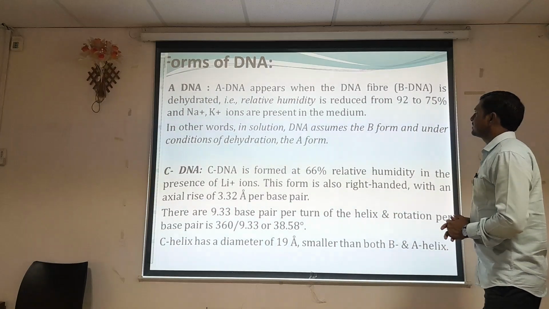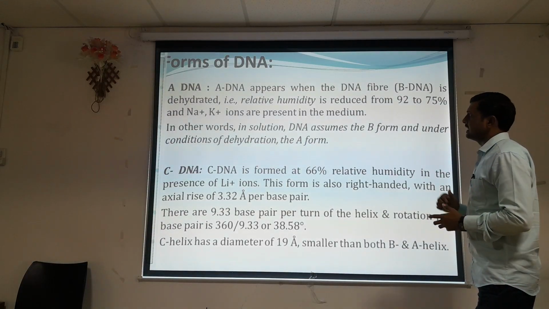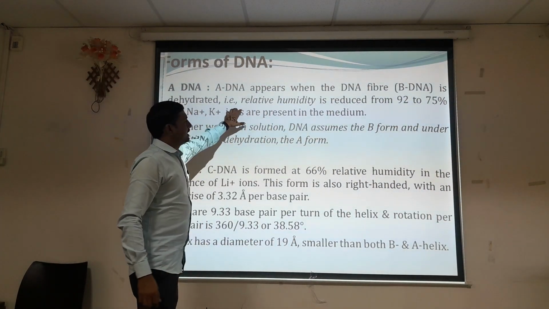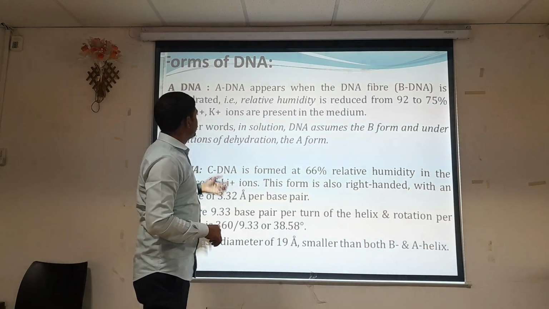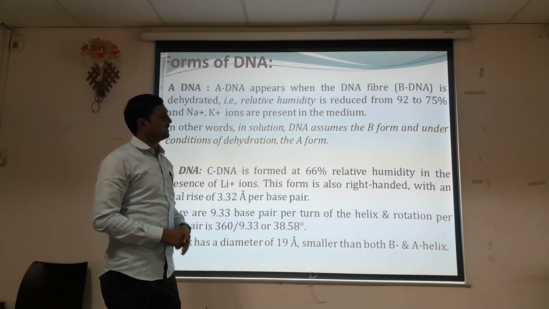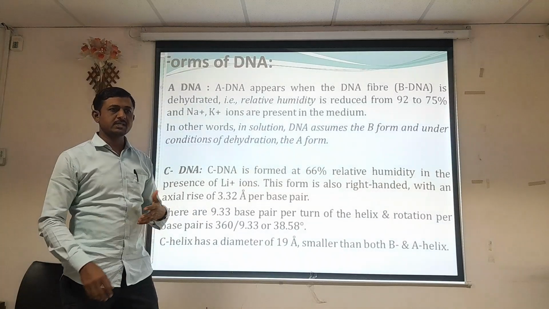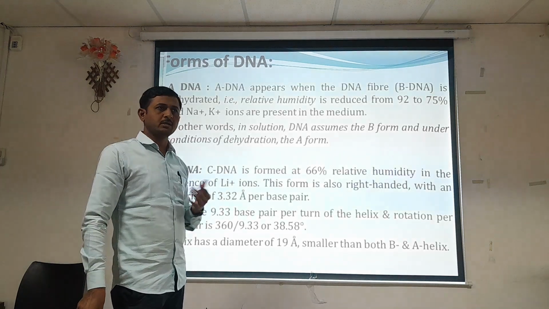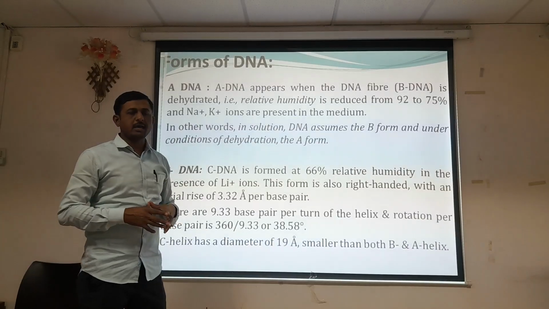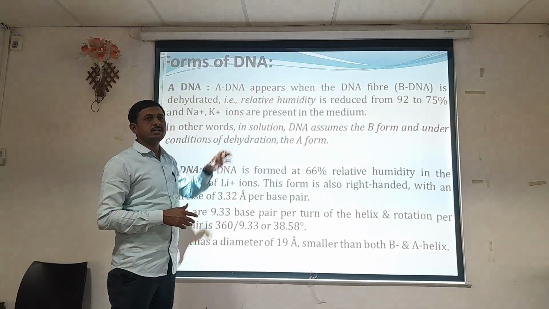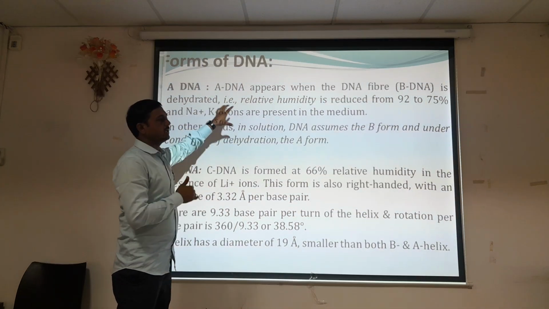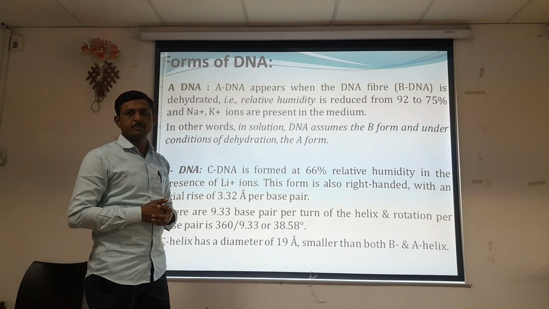A DNA appears when the DNA fiber is dehydrated, that is, relative humidity is reduced from 92 to 75%, and sodium and potassium ions are present in the medium. Normally, B form of DNA is common in the environment. So A form of DNA appears when B form of DNA gets dehydrated, which means relative humidity is reduced from 92 to 75%.